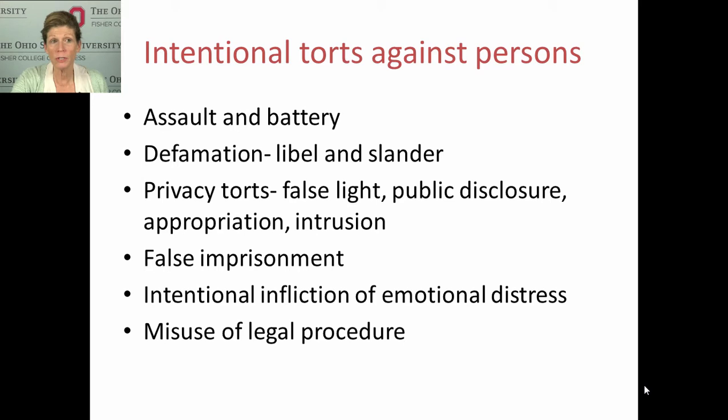All right, so to sum up, our intentional torts against persons, we have assault and battery. Those often occur at the same time, so usually they are together. We then have defamation, which is libel and slander. We have our four privacy torts. And then we have false imprisonment, which, remember, we also called the shopkeeper's tort, intentional infliction of emotional distress, and finally the misuse of legal procedure.